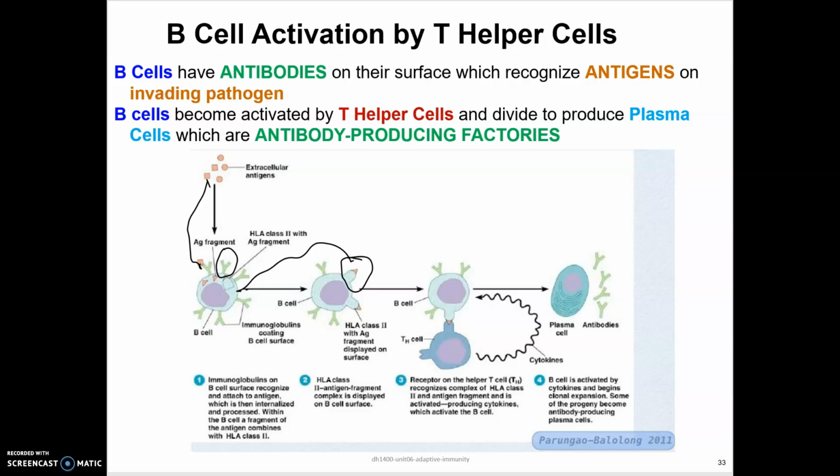This B cell will travel around until it comes into contact with a T helper cell. So our T helper cell will find this B cell, it'll recognize the antigen being displayed. It'll release a bunch of these cytokines that we talked about in the last unit, which are chemical messengers. And those cytokines will get that B cell to turn into a different cell called a plasma cell.